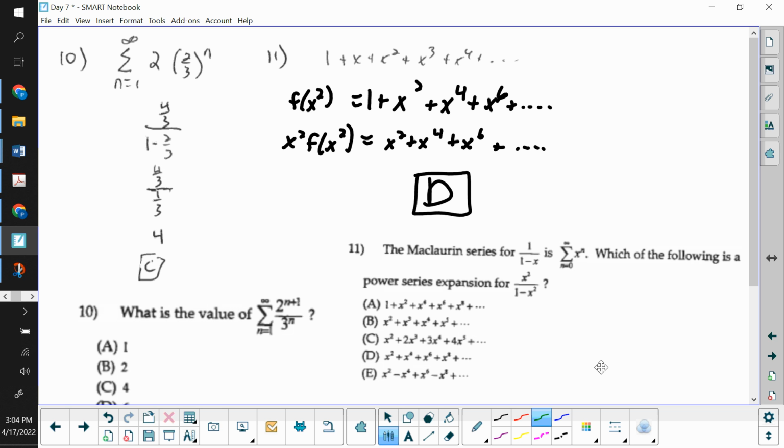Well, if you have x squared over 1 minus x squared, really what that's saying is we want to sub x squared where all the x's are, and that would give us 1 over 1 minus x squared. And then we want to multiply everything by x squared, and that would give us the x squared over 1 minus x squared. So the second row there, I subbed in x squared for all the x's. And then the third row, I multiplied everything by x squared, and that's where we're getting choice D from.